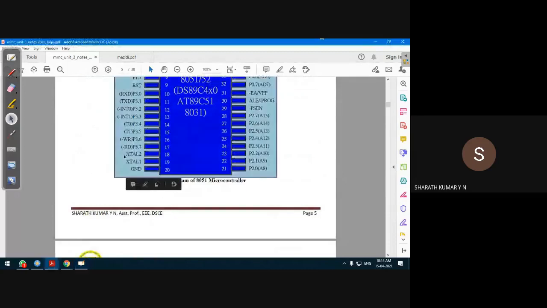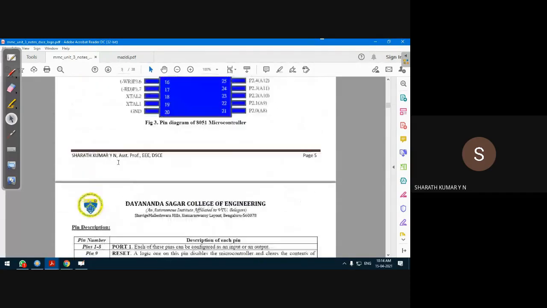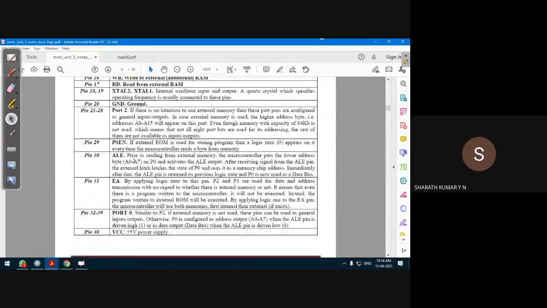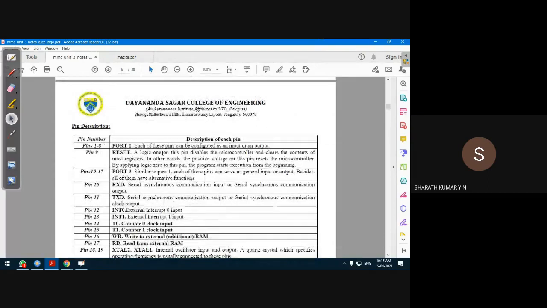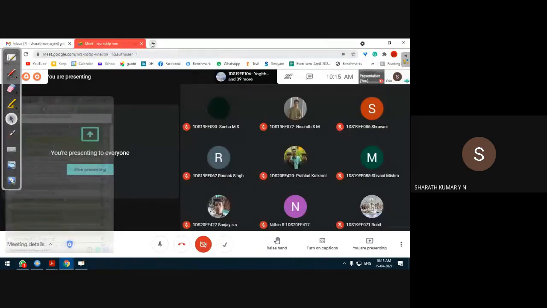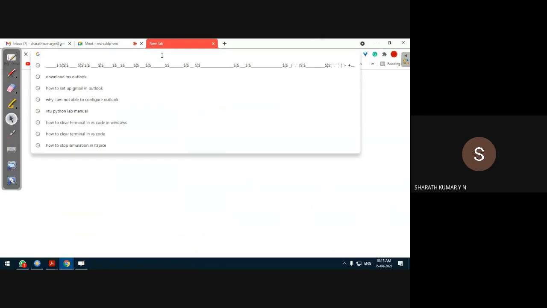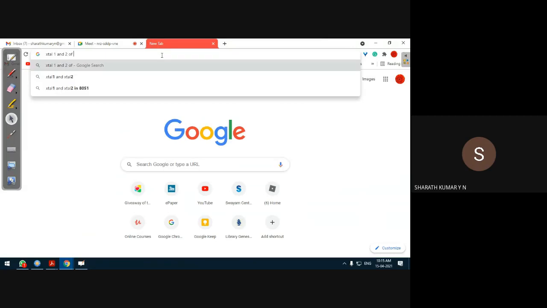Okay, XTAL2. Next we have to discuss XTAL2. It's not in this document. There is an explanation here, but there is no diagram. Okay, it's not included in this document. Just hold on a second, let me open the corresponding diagram. XTAL1 and 2.